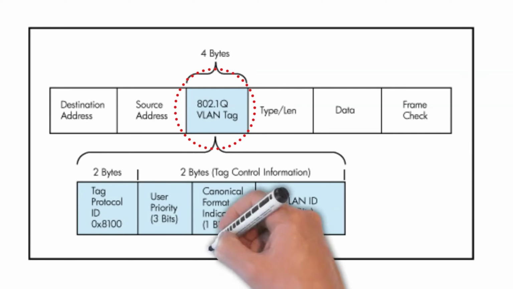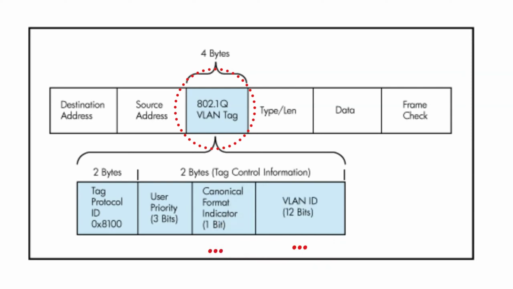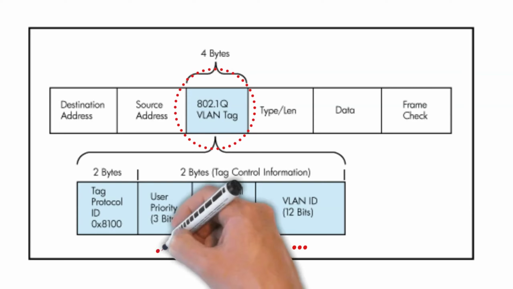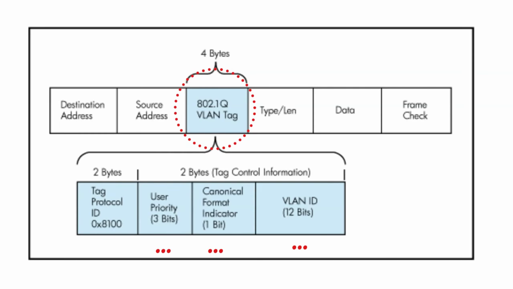The next field we have is CFI, also known as Canonical Format Indicator. This single bit field was used to indicate bit orders or flags for routing information associated with legacy protocols such as token ring and FDDI. Now, since the switching is based on Ethernet, the field is almost never used and the value is typically 0.